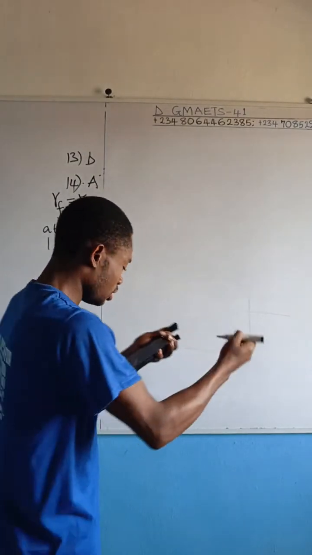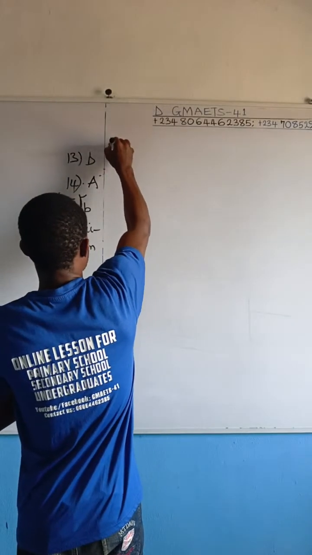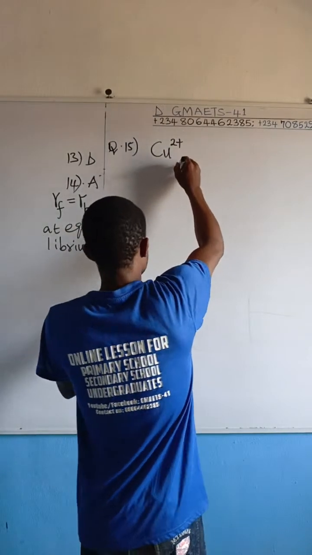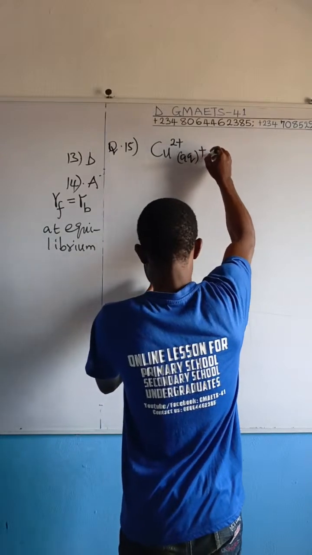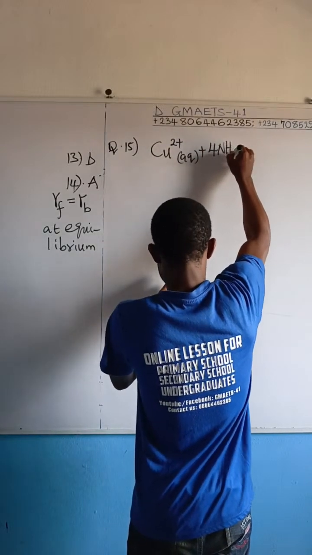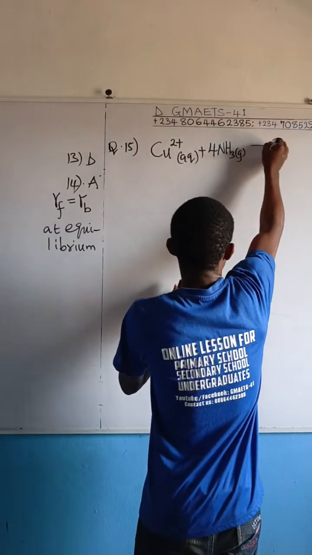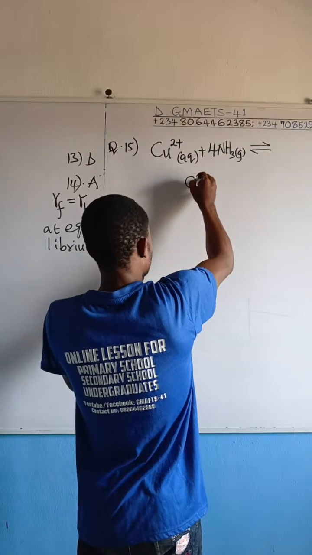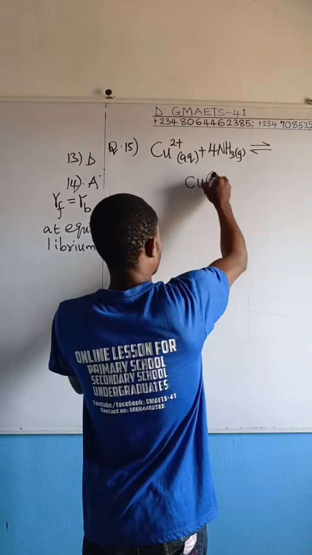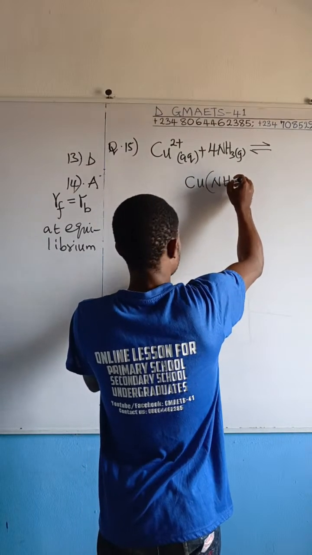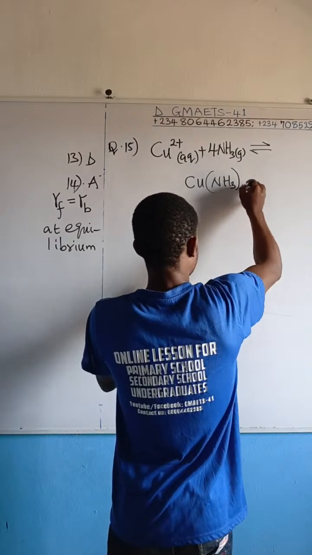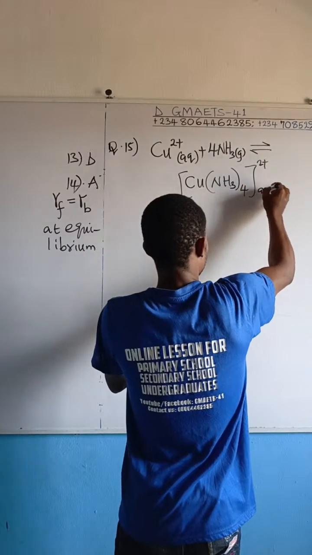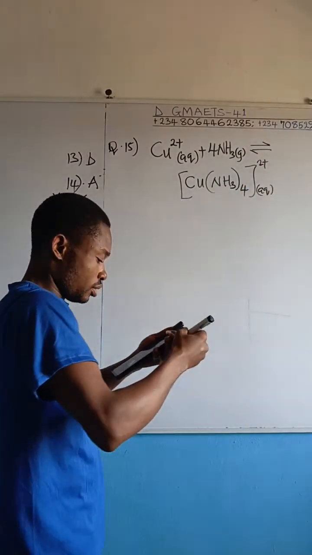So this is the question. Let's make it question number 15. I'm going to write this on the board first. Cu2+ aqueous, that's copper ion, plus ammonia gas, and then this is in equilibrium, producing, please let me write below here what we have so it doesn't cut off from your view. This is Cu(NH3)4 2+ aqueous. Good.